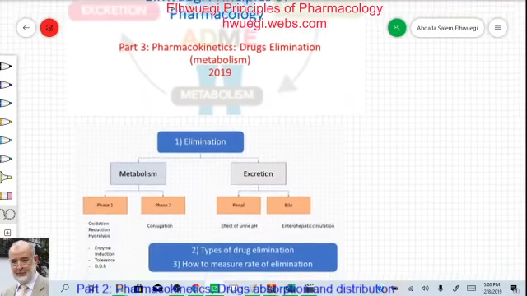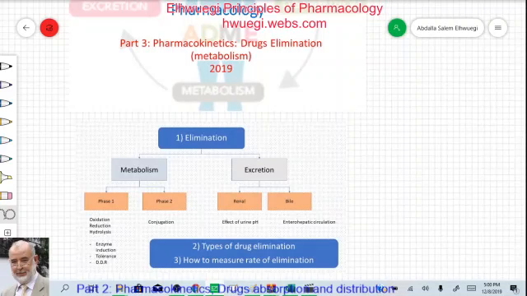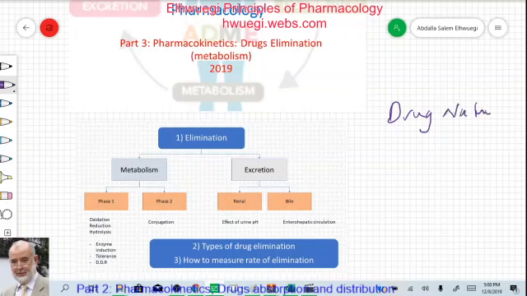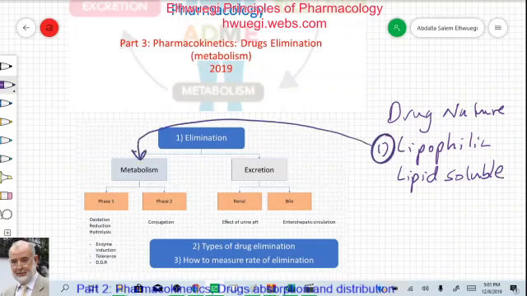The process of elimination depends on the drug nature. If the drug in the body is present as lipid soluble or lipophilic, in this case it will be exposed to metabolism first, followed by excretion. This is if the drug is lipophilic in nature or lipid soluble.